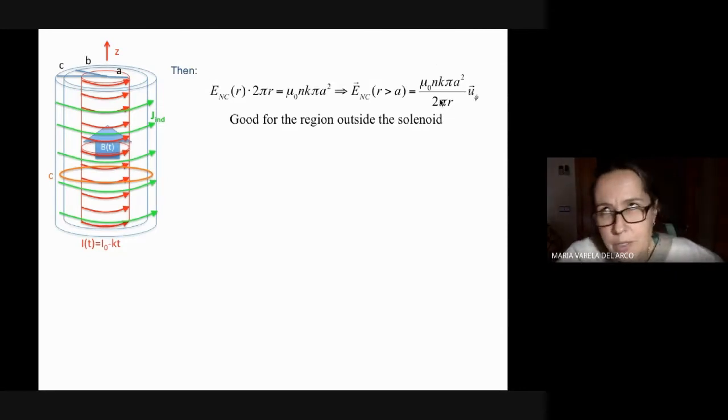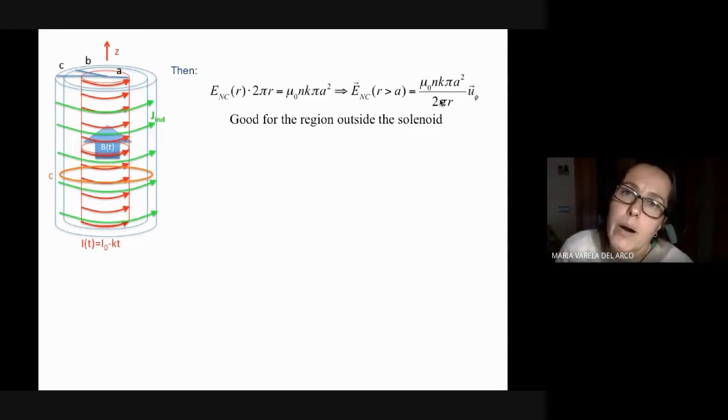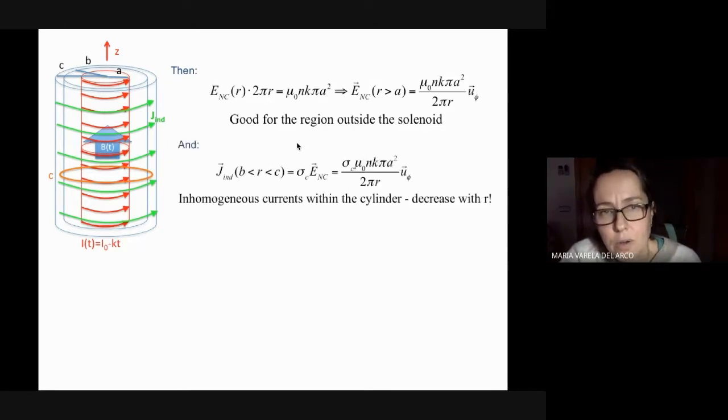A field that, surprise, surprise, just like every single time we calculate non-conservative Faraday fields outside solenoids, goes like 1 over r. It's azimuthal, and it goes just like the primary currents. Good. This is good for the region outside the solenoid. And then, of course, the density of induced currents will be just the conductivity times the field. So this is it.